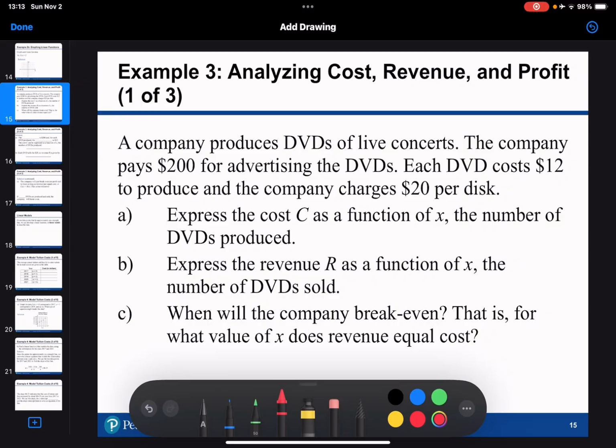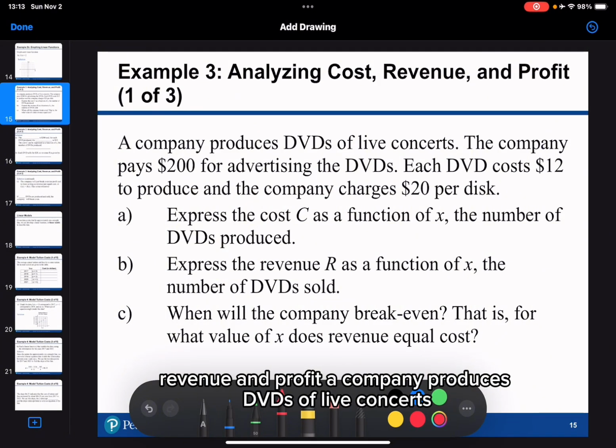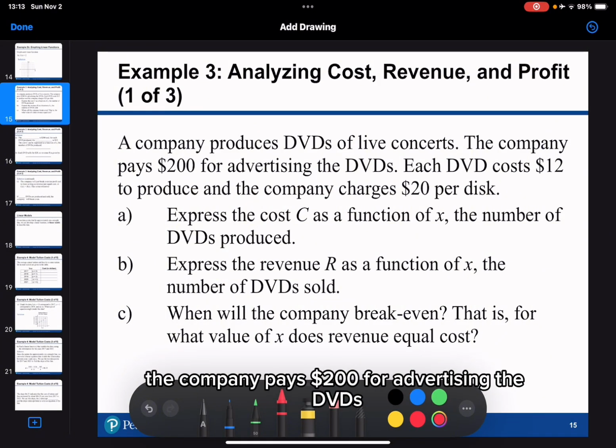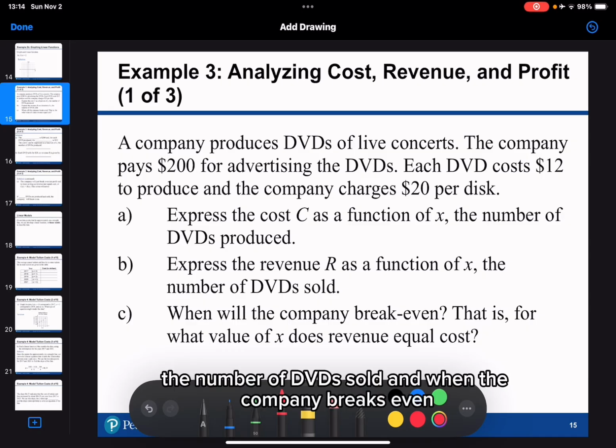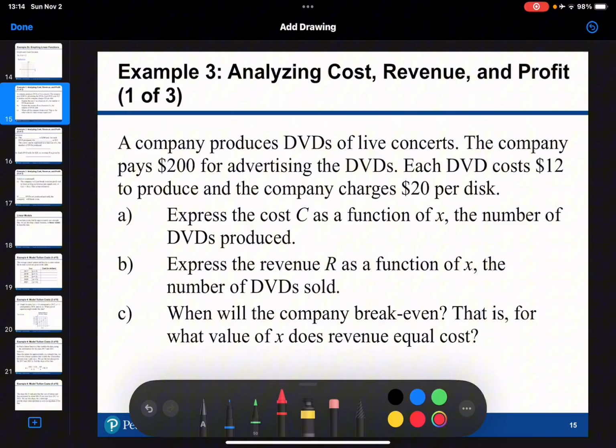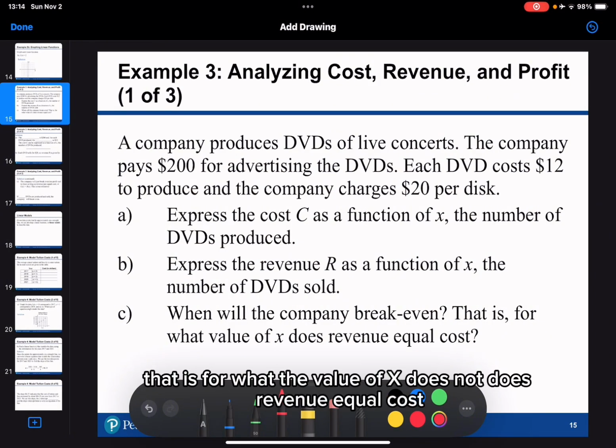Example 3. Analyzing a company's cost, revenue, and profit. A company produces DVDs of live concerts. The company pays $200 for advertising the DVDs. Each DVD costs $12 to produce, and the company charges $20 per disc. Express the cost C as a function of x, the number of DVDs produced. Express the revenue R as a function of x, the number of DVDs sold. And when the company breaks even, that is, for what value of x does revenue equal cost.